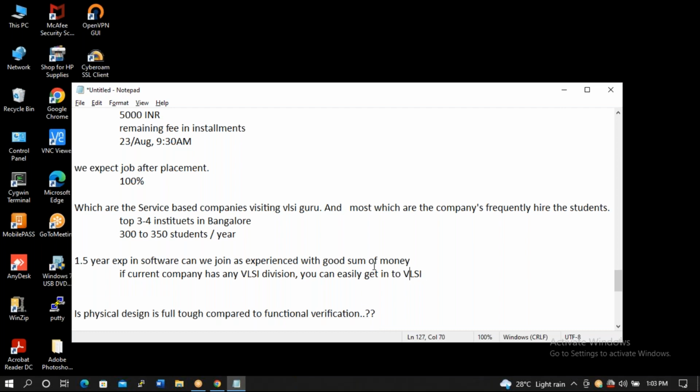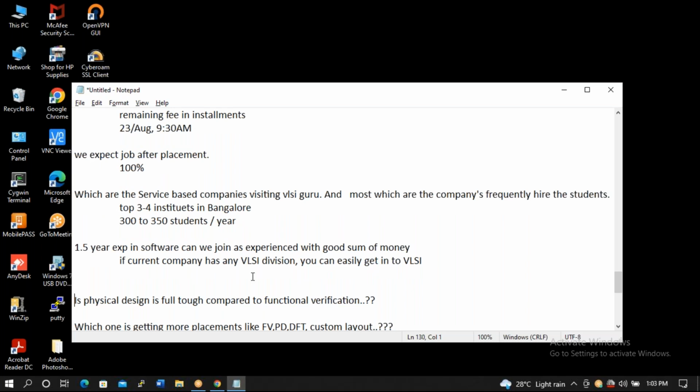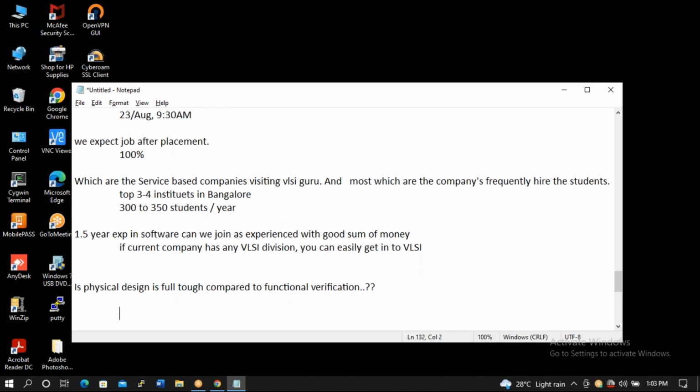Next. Is physical design tough compared to functional verification? See, it's nothing like tough or easy. It's about being a good teacher. A good teacher can make the subject easy. It's a teacher who can make the difference, right?